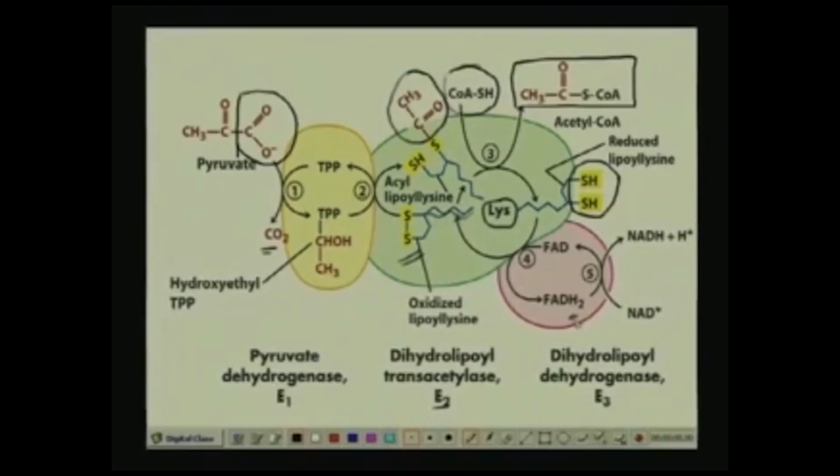What must happen in this case? FADH2 has to get back to FAD. So what comes into the picture then? NAD plus. NAD plus then acts as this and picks up the hydrogen. Fine. So that is basically the whole procedure that gets from your pyruvate to your acetyl-CoA. This acetyl-CoA is now going to enter the tricarboxylic acid cycle.